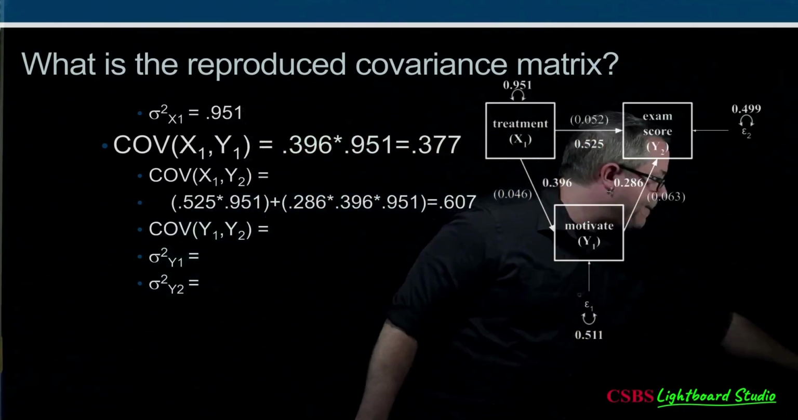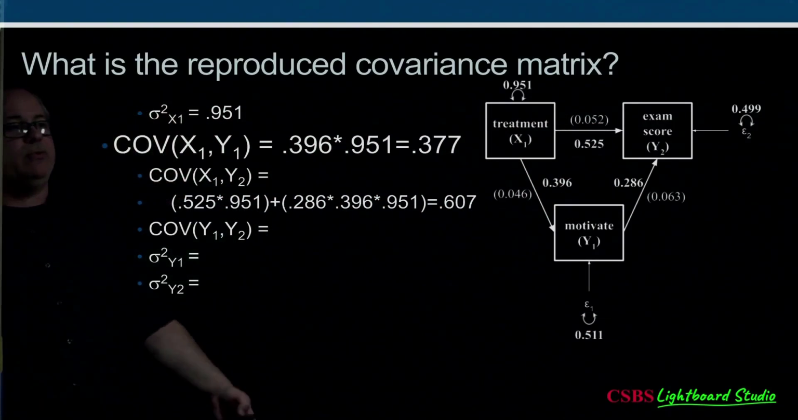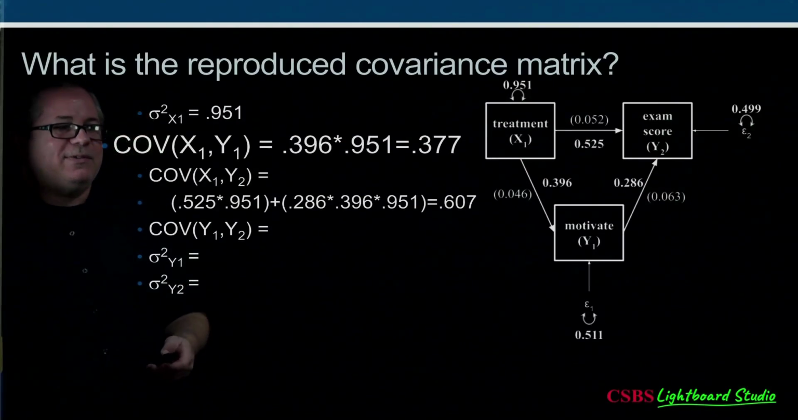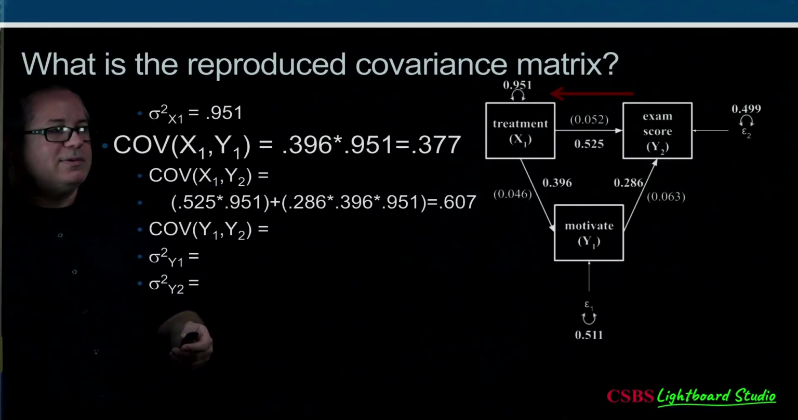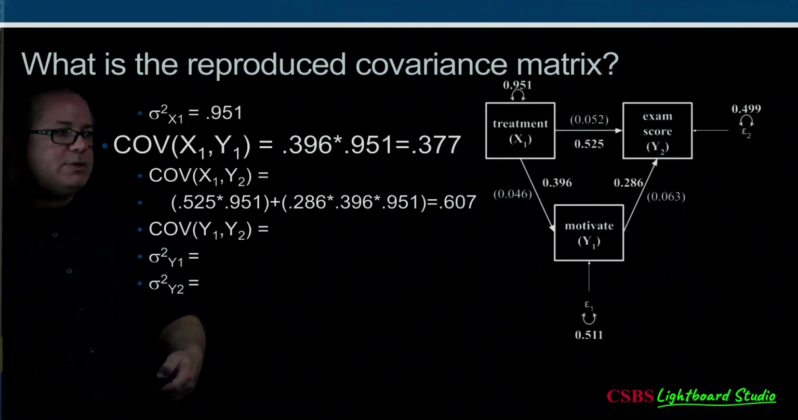So we're going to start at y2. We're going to figure out all the ways we can trace backwards to x1. We're going to trace backwards from y2 and then include the variance of x1. So we're going to have 0.525 times 0.951. That's the first part. Then we're going to go the other direction. We're going to go from y2 to y1 to x1, and we're just going to multiply the paths along the way.